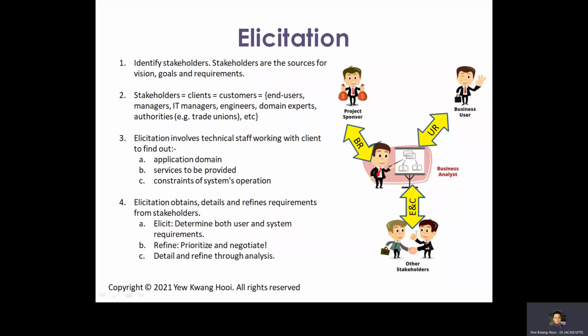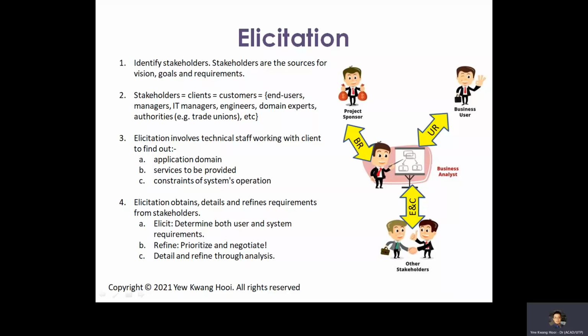So what do we do first? First, we have to get the requirements. We have to gather the requirements. So getting the requirements requires asking. Another word for asking would be elicitation.